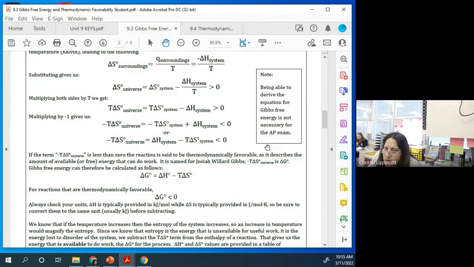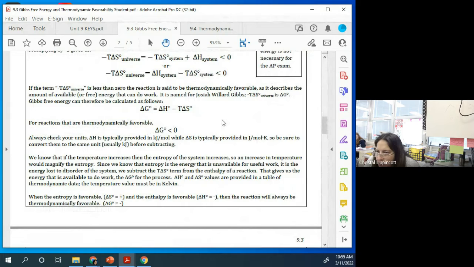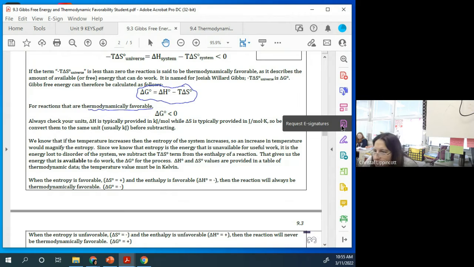So this is our equation for Gibbs free energy. And this is on your AP exam formula sheet. If delta G is less than 0, then it is thermodynamically favorable. Like I said, check your units. Because typically, and I talked about this yesterday, your entropy is going to be in joules per mole Kelvin, while your delta H is going to be in kilojoules per mole. So you're going to have to convert your joules into kilojoules.